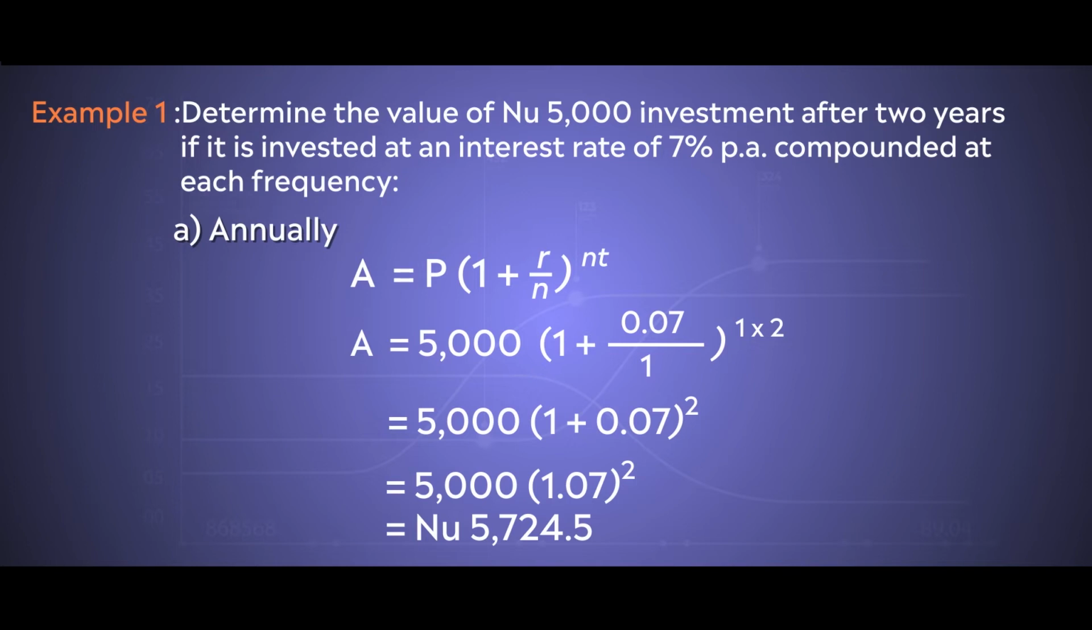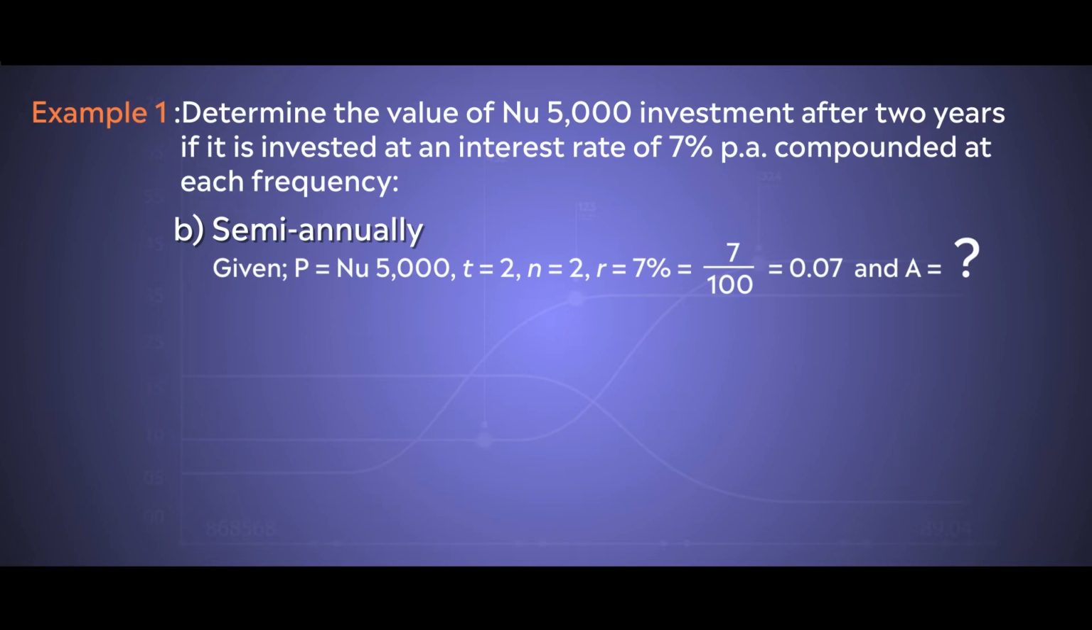Similarly, we will go for semi-annually. Other terms remain the same. The only difference is the compounding frequency. Principal is 5000, same. Time period 2 years is the same. Only the difference is the compounding frequency. Here it is semi-annually, so N is equal to 2. Rate is the same, 7%, which makes it 0.07.